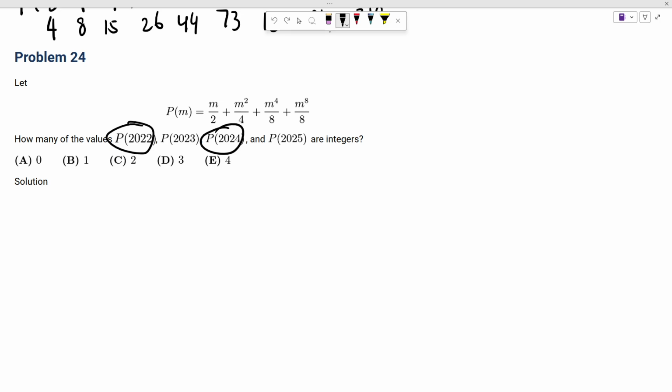Now we want to consider the odd ones. So the odd ones for m over 2, it's always going to be some integer plus a half.